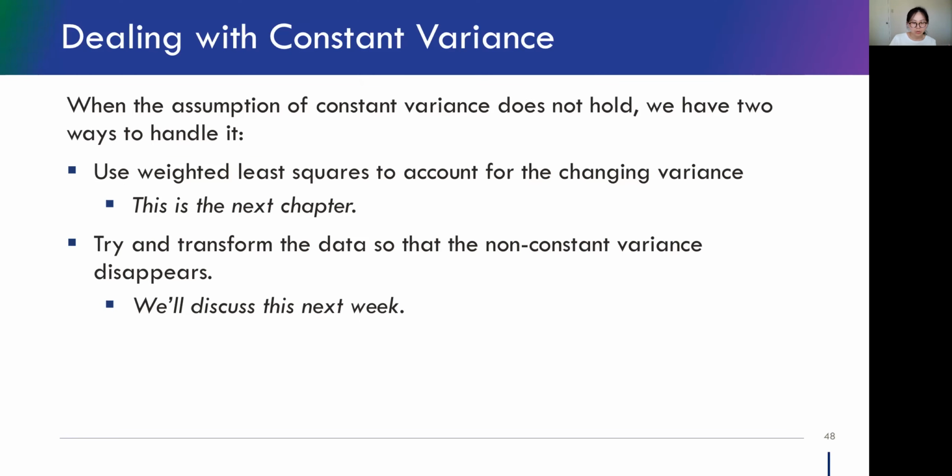Okay, so we would have to have some strategies when we see this non-constant variance. The first one is we can use weighted least squares to account for the changing variance. This is in the next chapter. A second approach you can take is to transform the data so that you can remove this non-constant variance. Before you fit the model, you make the variance constant, and then fit your model. We'll discuss this next week.